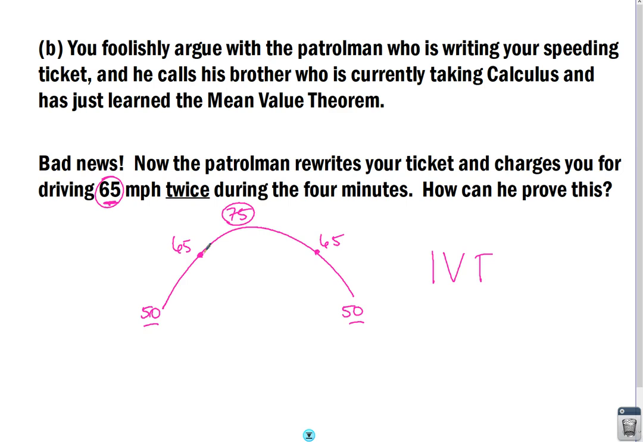Ugh! Math in the real world right there. So basically, guys, the moral of the story is don't argue with the patrolmen. They're going to not be nice. Or at least, find your faults and write you a ticket for them. So yeah, that is MVT and Rolle's.